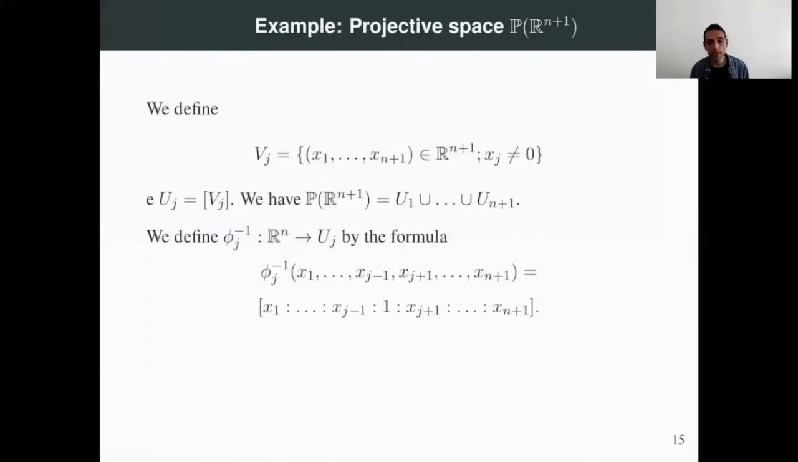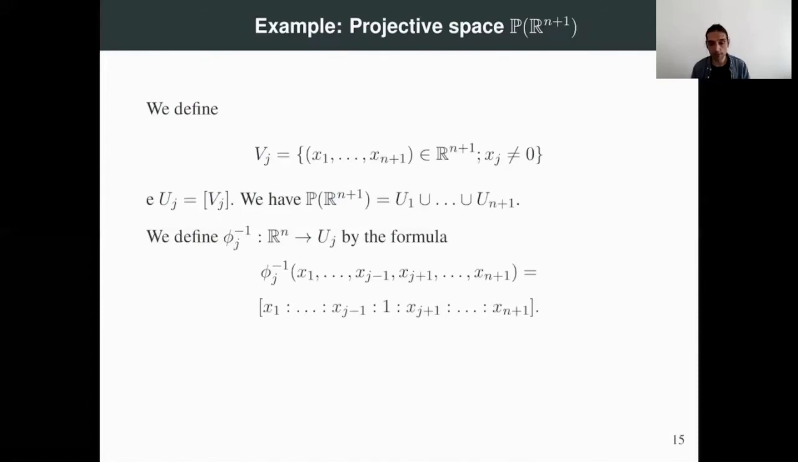We want to define the local charts. So let's define the inverses of the local charts, since that's going to be a little bit easier. What is the property actually that characterizes U_j? It's that the j coordinate of a representative is always different than 0.